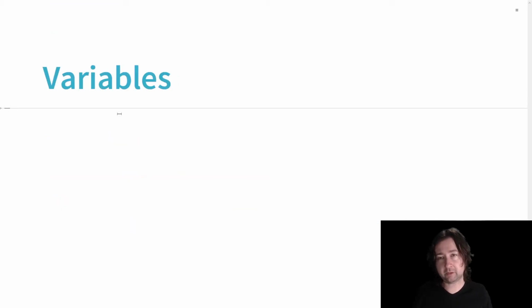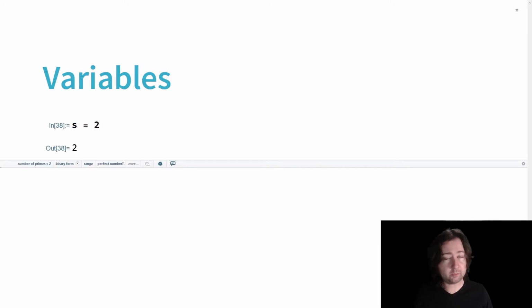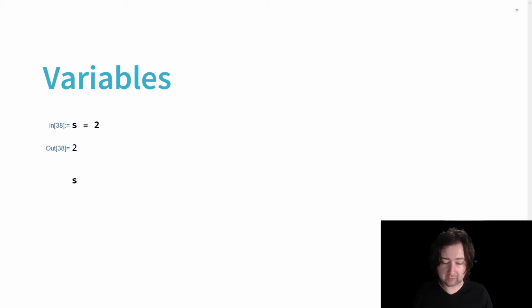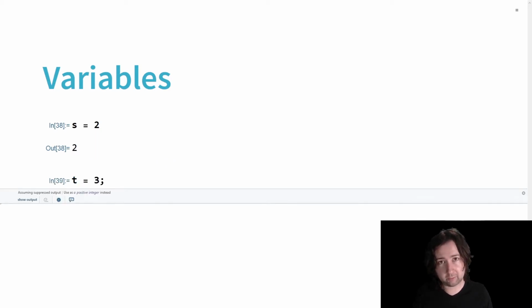So Mathematica deals with variables in the typical way. You write a letter, you set it equal to some number. If you want to suppress the output when you do that, you can say t = 3 and put the semicolon after it. It will suppress the output. That's really important when you're assigning things over loops, for example. So get used to using your semicolons.